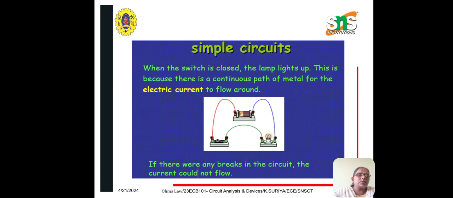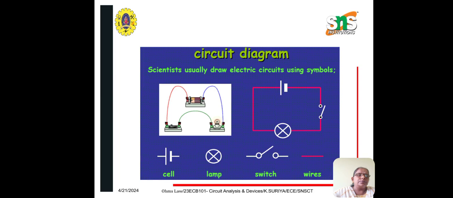So when the switch is on, or say when the switch is closed, then the current will be flowing through all the metals. There will be a continuous path, and therefore there will be current flow and the electric bulb will glow. If there are any breaks in the circuit, or when the switch is in the open position, or we will say when the switch is in the off condition, then there will not be any current flow and the bulb will not glow.